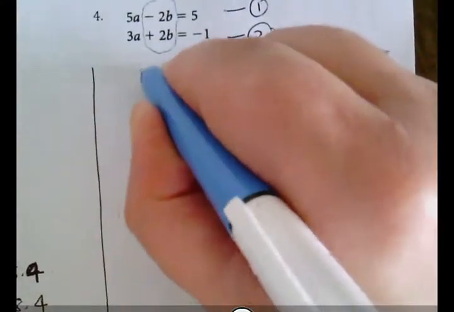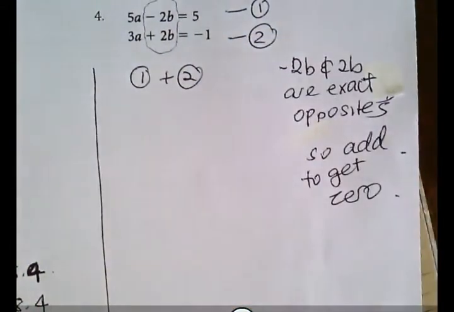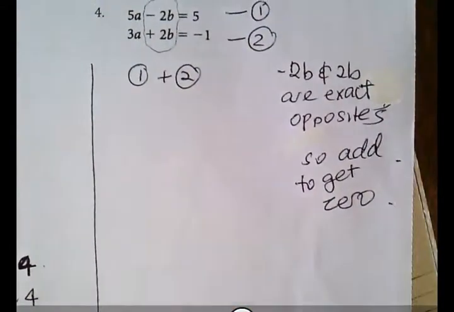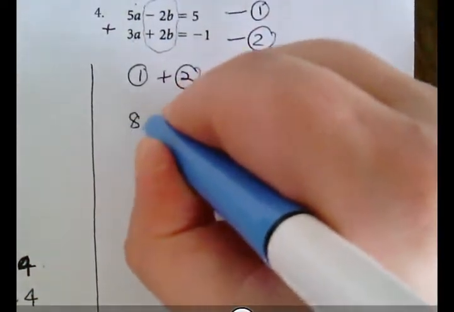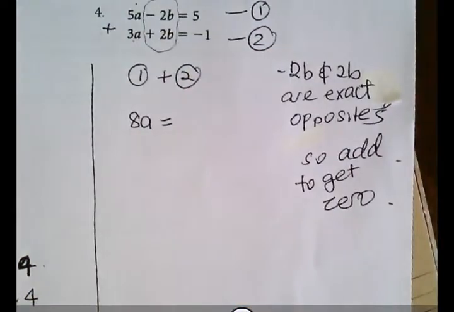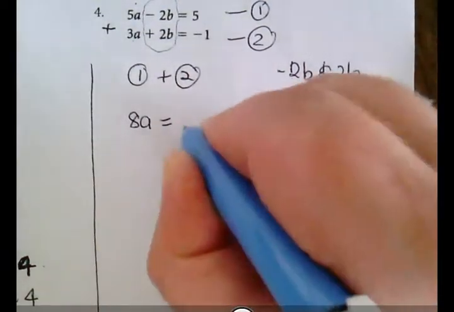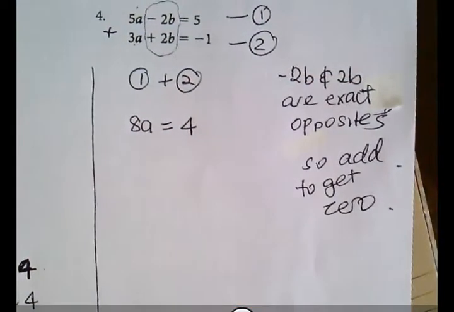So we're adding equation 1 plus equation 2. So what do we get? I'm adding 5a plus 3a is 8a. And what's 5 plus negative 1? 5 plus negative 1 is 4. It's like 5 minus 1 is 4. Now what do I do?